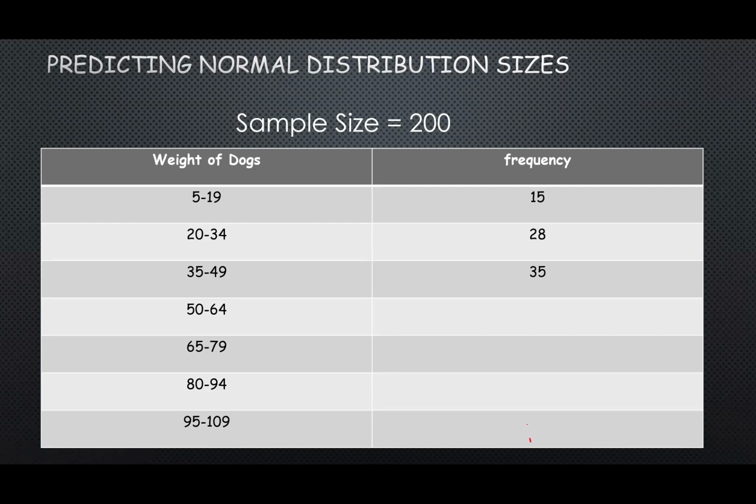We would expect there to be 15 of them. How many between 80 and 94? Well, it's symmetrical, so we would expect 28. How many between 65 and 79 pounds? Well, since it's symmetrical, 35. And how many fall between 50 and 64? That would be the rest.